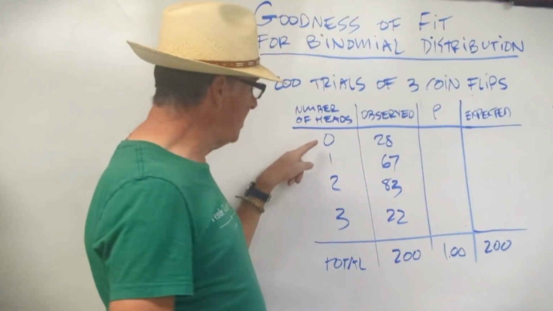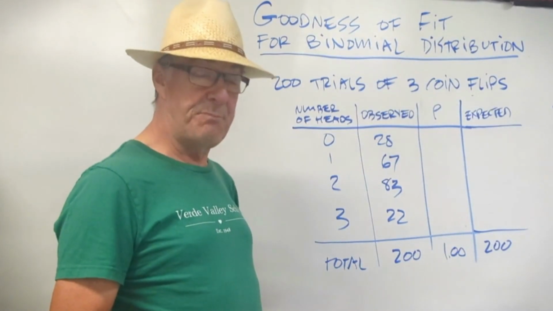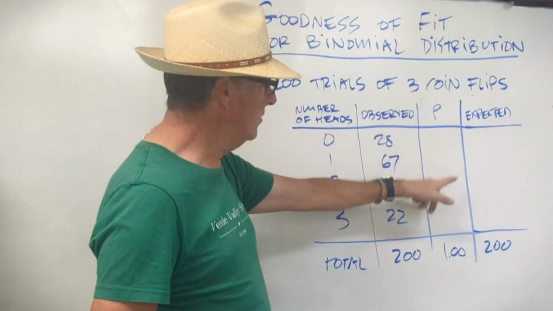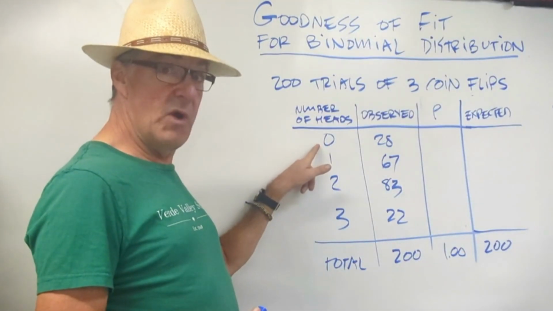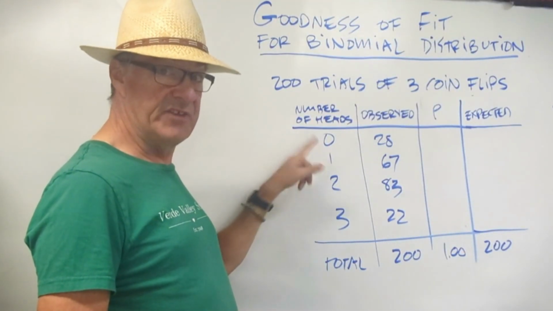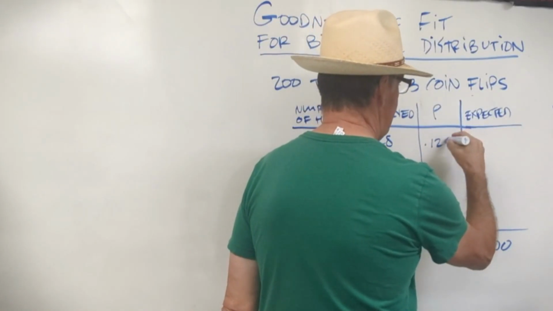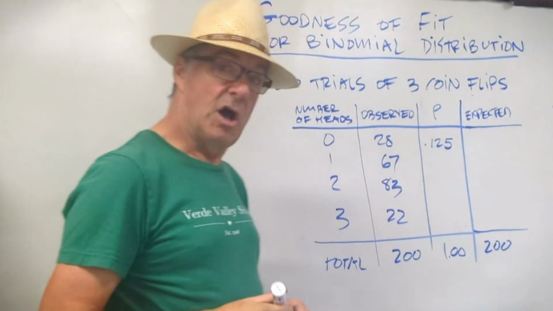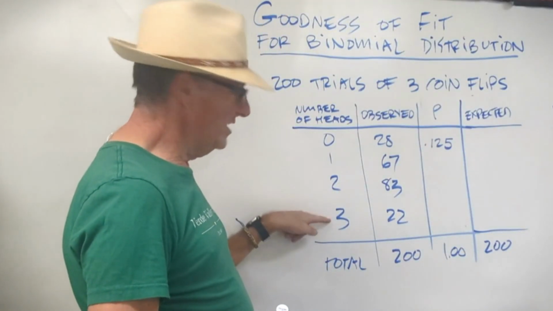Now you just have to realize how many ways you can get each of these, divide that by 8, and that will give you your probability. So I'll do the first one. There's only one way to get 0 heads. So that's 1 out of 8, or 0.125.